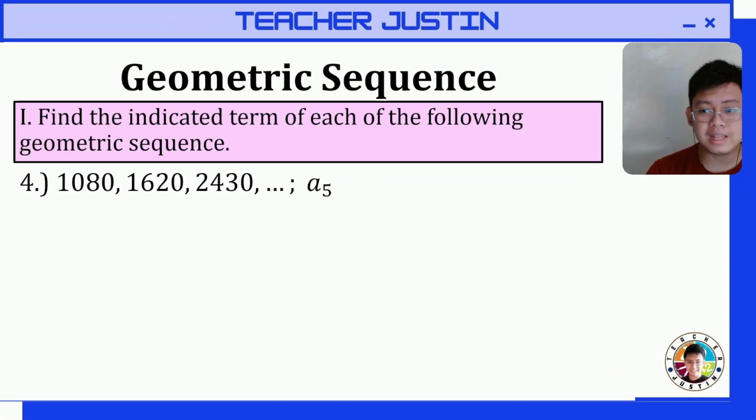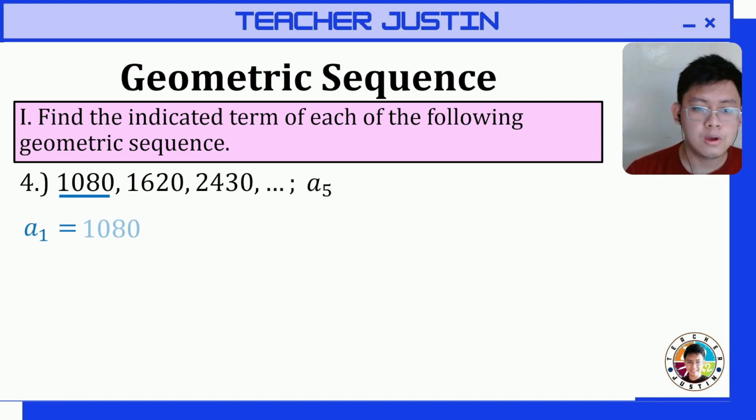Ta-da! Alright, let's find the fifth term of this geometric sequence. So, meron tayong 1,080, 1,620, 2,430, and so on and so forth. So, ang first step natin is we're going to identify our given. So, based on our sequence, meron tayong first term, which is 1,080, and then, yung hinahanap natin is located at the fifth term of our sequence. So, ito yung n natin. So, yung n natin is 5.